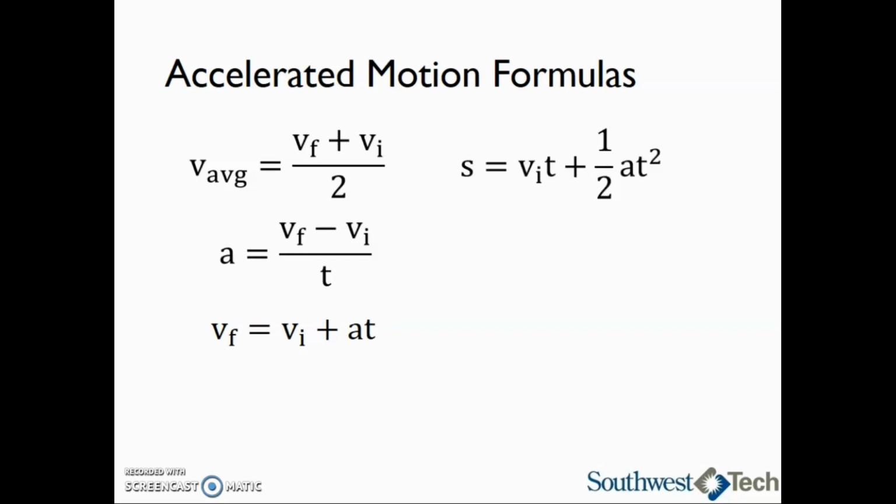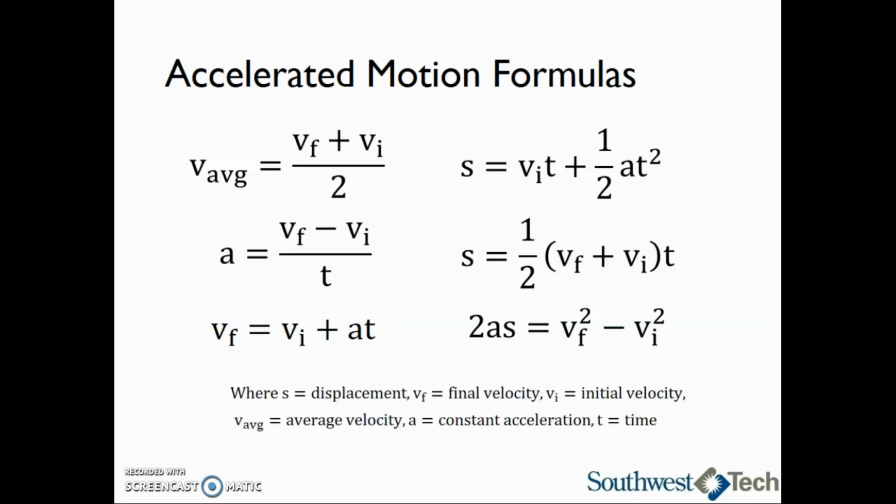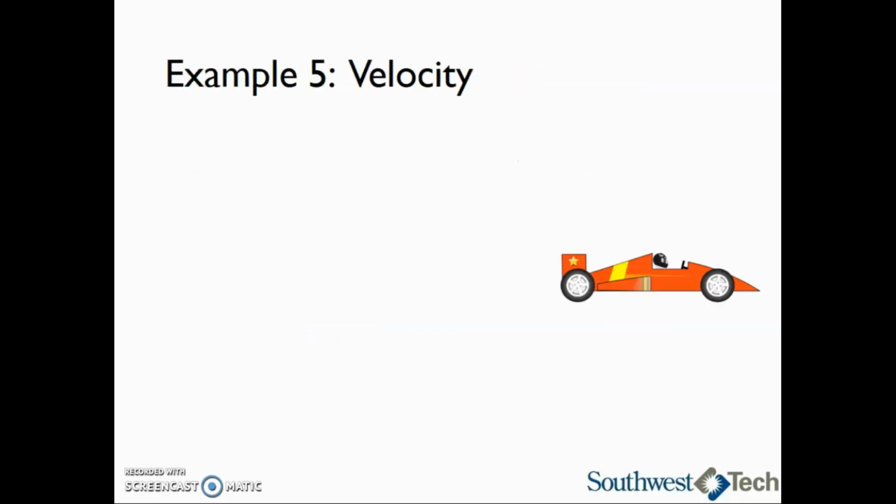Displacement is equal to initial velocity times time plus 1/2 acceleration times time squared. Displacement is equal to 1/2 the quantity final velocity plus initial velocity times t. And 2 times acceleration times displacement is equal to final velocity squared minus initial velocity squared. Depending on which variables we know and what we are trying to find, we will need to pick a formula that only includes what we are given and what we are trying to find, nothing else.